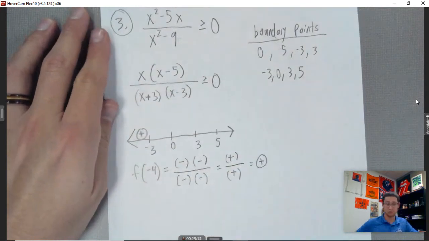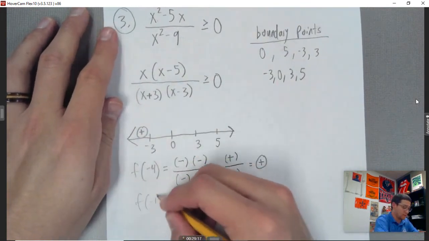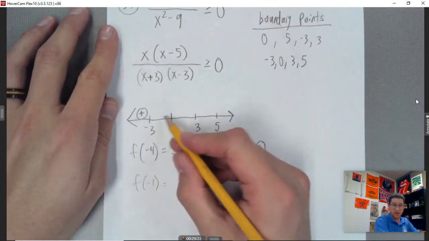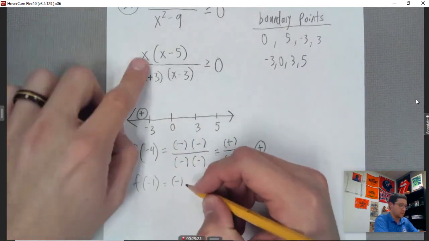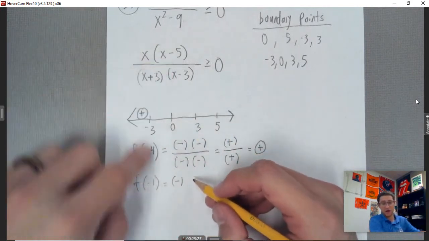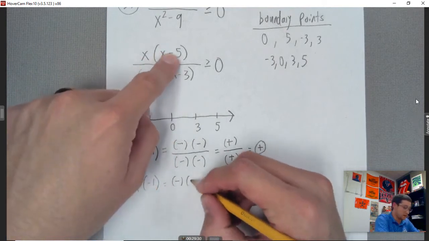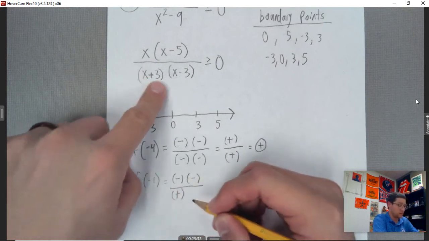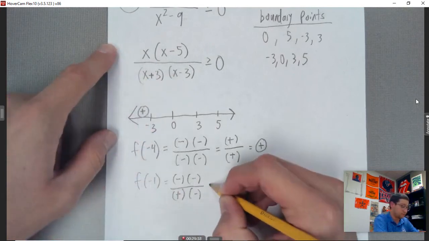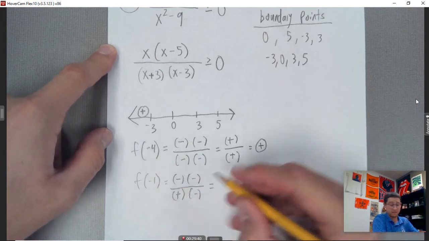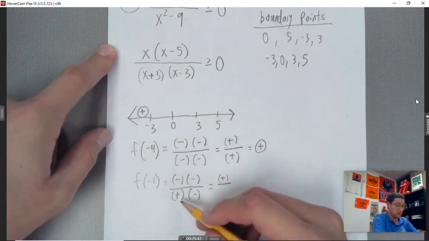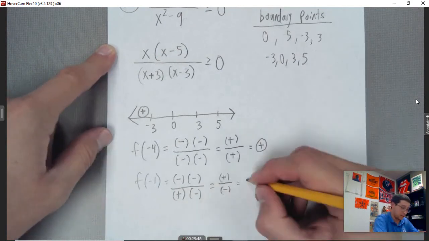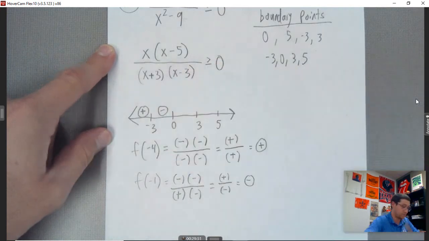Cool. Next one, f of -1. We'll go through these a little bit quicker. Now we're within this interval, so it's a negative because of that x, and then we've got -1 minus 5. That's a negative. -1 plus 3, that's a positive, and then -1 minus 3, that's a negative. So on top, I've got a negative times a negative, that's a positive. Positive times a negative, that's a negative. And then positive divided by a negative, that is a negative. That's what we get here.